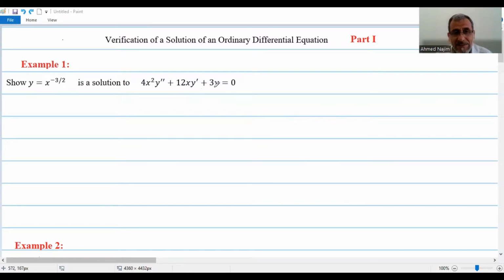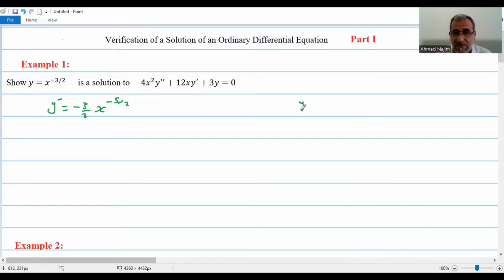In the differential equation here, we need y prime and y double prime. This is y, a solution. To show this is a solution, we have to substitute y, y prime, and y double prime. First we find y prime. So this is y, and y prime is equal to negative 3 over 2 x raised to negative 5 over 2.